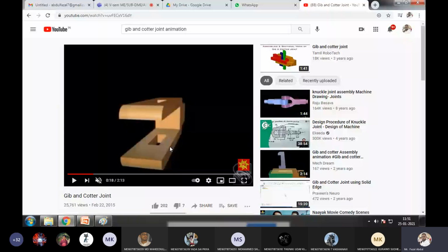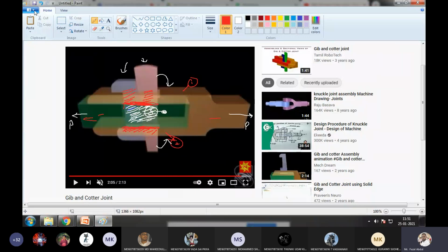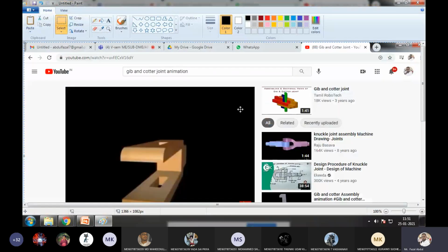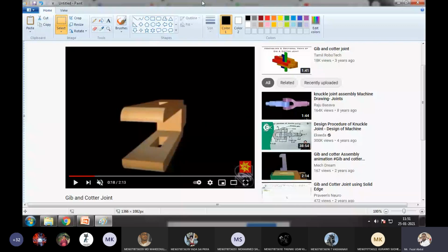So we can find the weakest portion. See here, we can find the weakest portion for this tab. One side I am drawing. The weakest portion we can find at the slotted area. Here one slot is provided. Here also one slot is provided.